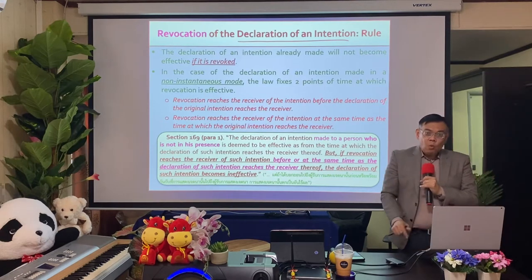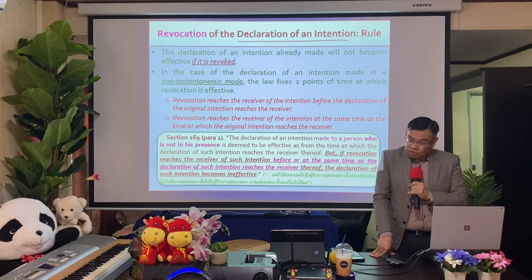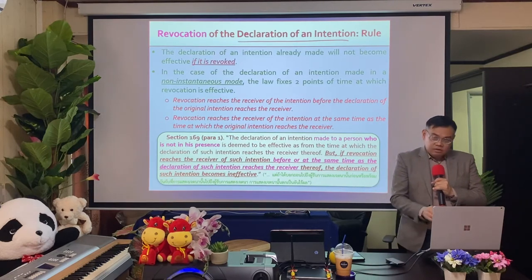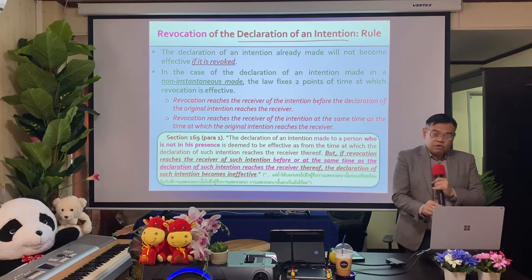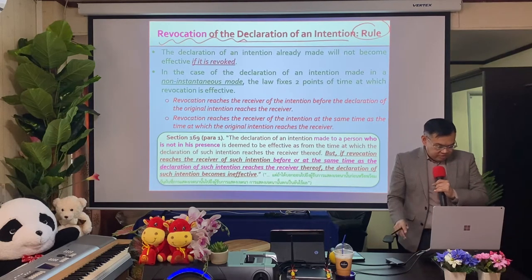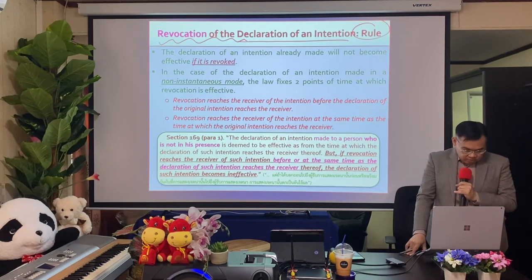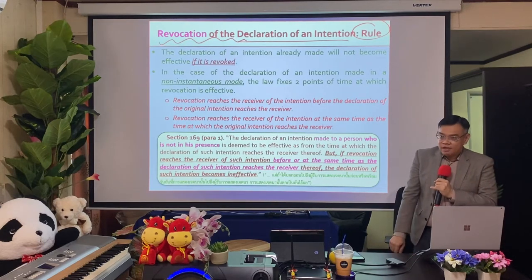Okay, once an intention has been declared, it can be revoked. The Civil and Commercial Code of Thailand contains a rule for the revocation of the declaration of an intention. So it can be revoked. The rule about this is this.